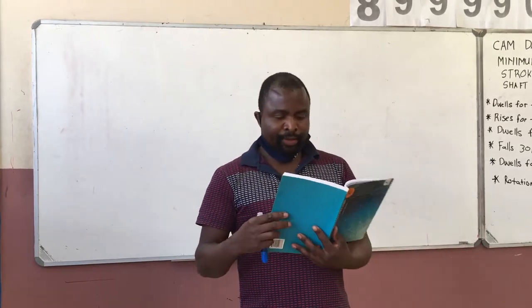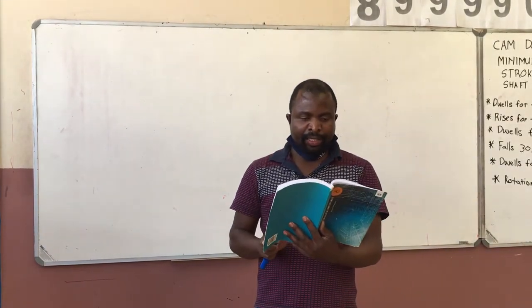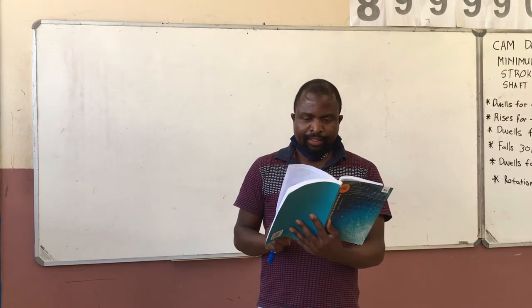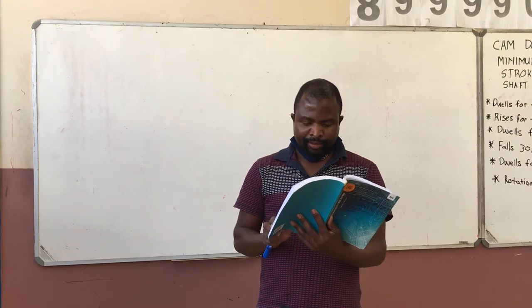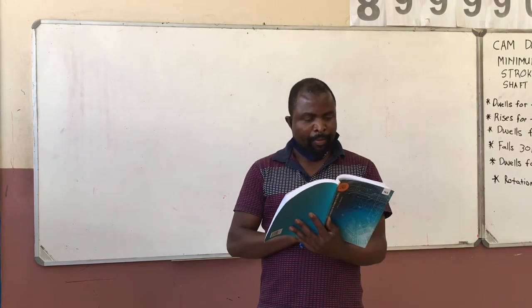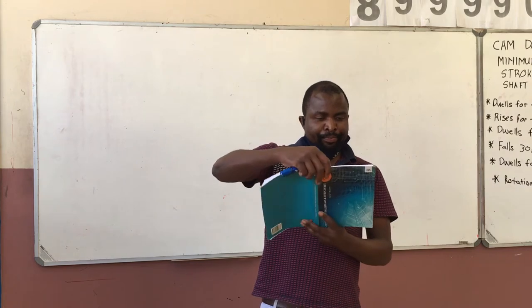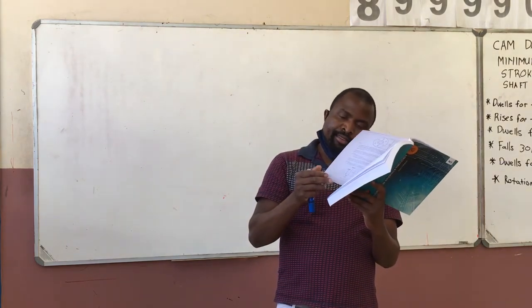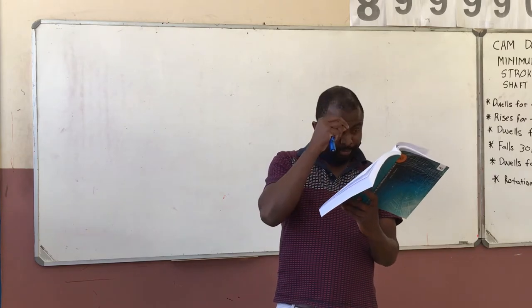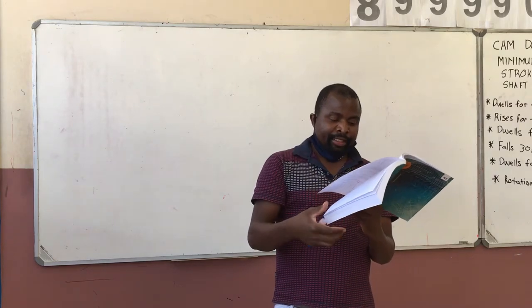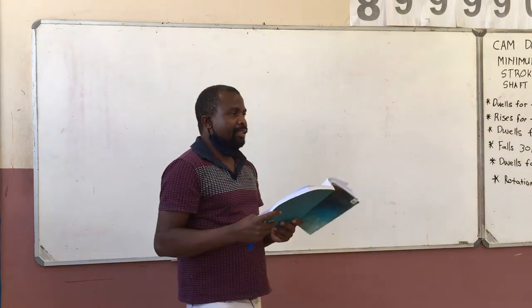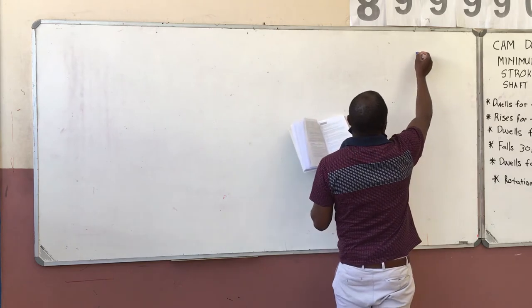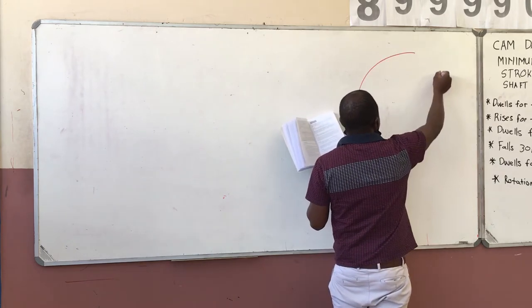Number five. We'll start with number five. You said page 73. Number five, page 73. Figure 3.8 is being drawn.